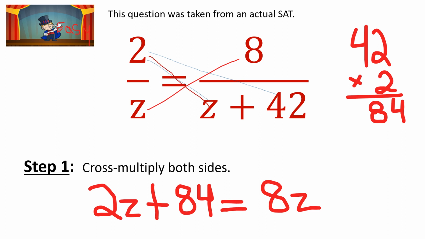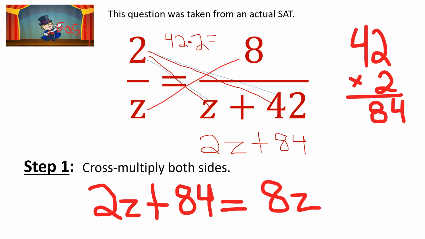So you're going to go here. And then 42 times 2 is 84. So you would now have 2z plus 84. You're replacing this because since this 42 went 42 times 2, you replaced it. Okay, and I did that twice.